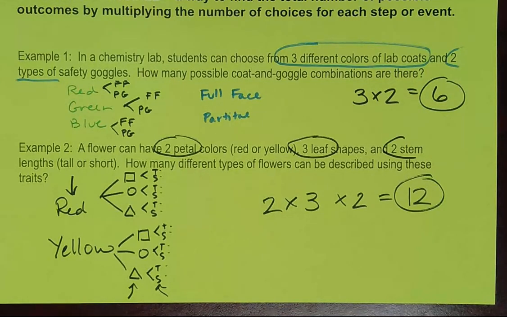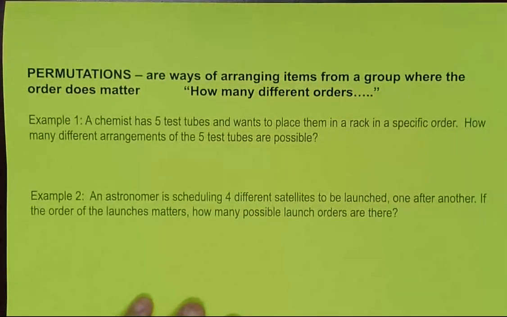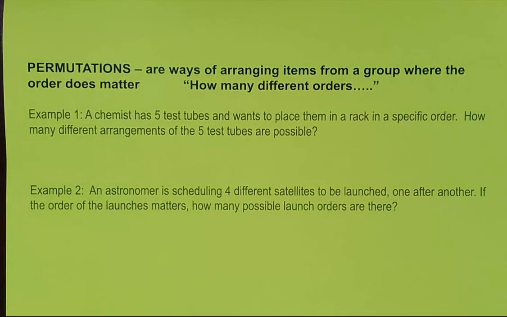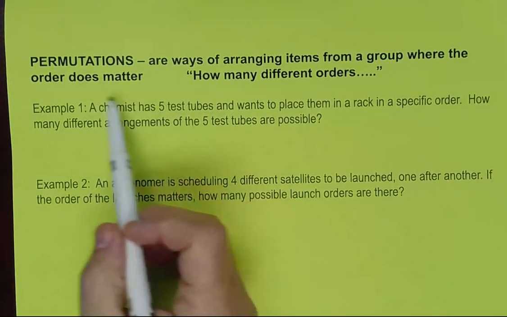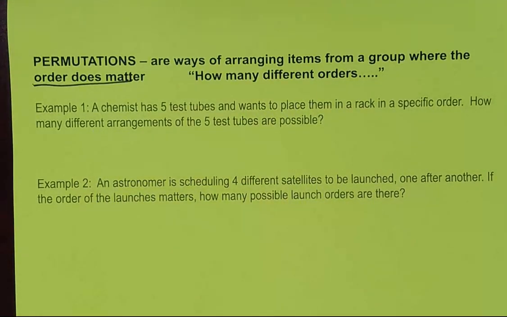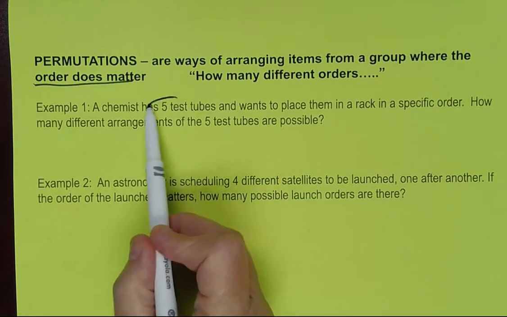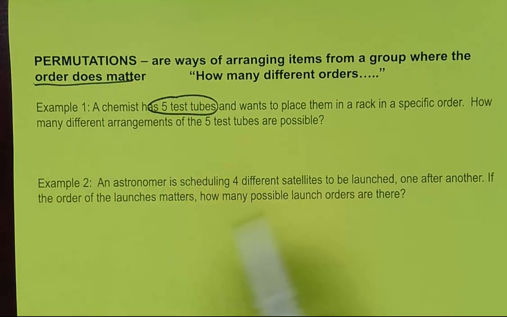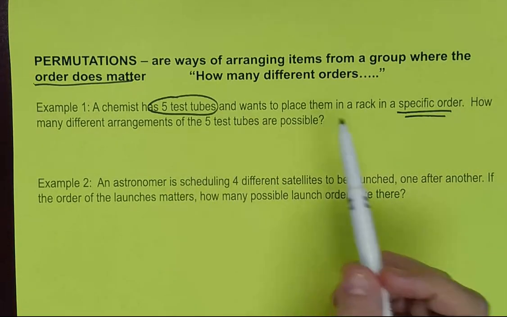So there are 2 other words that often get confused. I even confuse them some, but we're going to see if we can look at permutations. These are questions where the order does matter. And so they may say, how many different orders can you put these things in? Or how many different sequences can they go in? And so if I do these kinds of questions, a chemist has 5 test tubes, and I want to put them in a specific order. How many different arrangements can we do?